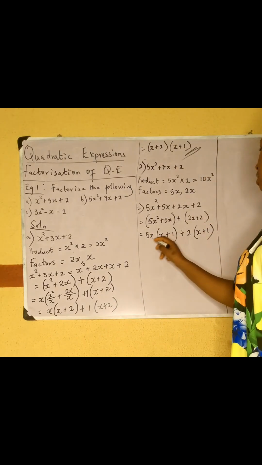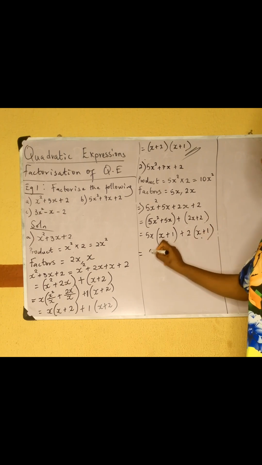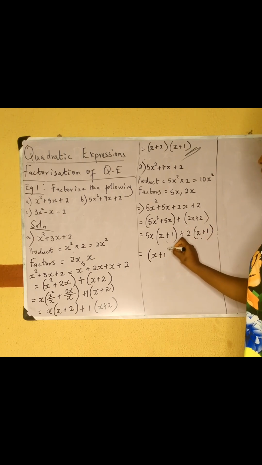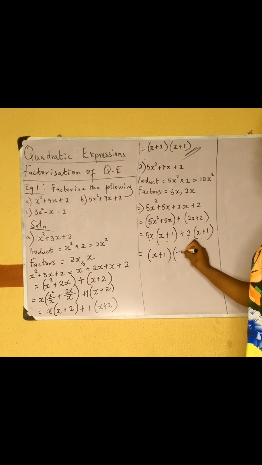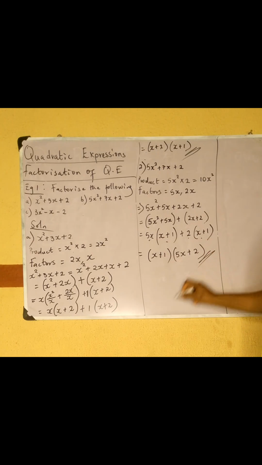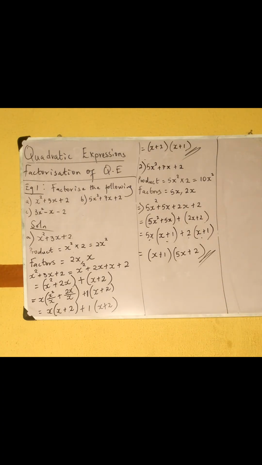So now what we are going to do next, those ones that are common, write it in one bracket. The ones that are outside in another bracket. So like this, we've gotten our factors. So these are the factors of 5s squared plus 7s plus 2. And we are going to be taking the last one, which is the third one.